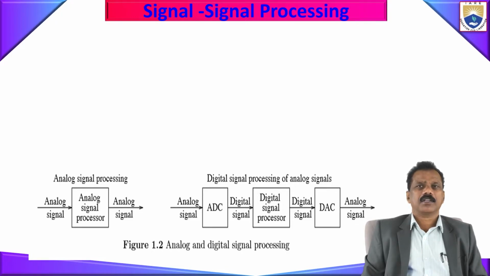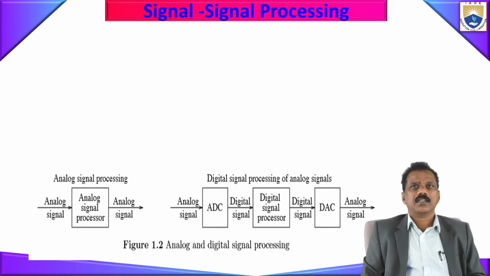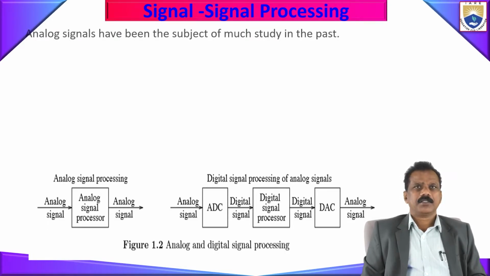After that we are ready to justify our DSP, digital signal processing, and how it varies from analog signal processing. Analog signals have been the subject of much study in the past, from the beginning, in signals and systems, probability theory, stochastic processes, and so on.